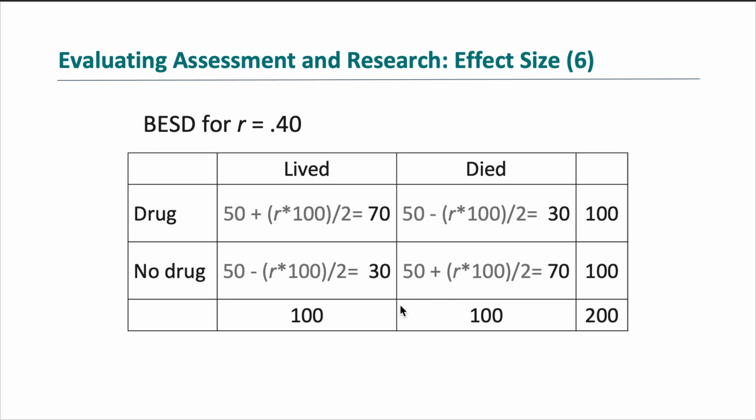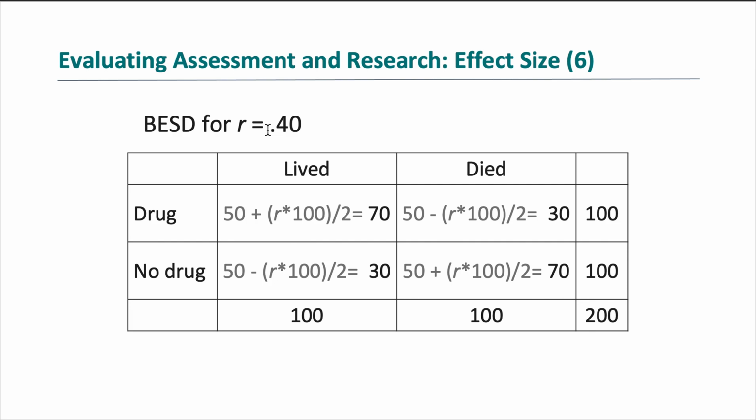Now, look at this one though. This way is looking at the BESD, right? So the binomial effect size. And so in this case, this one got an R of 0.4. So what this looks like is, okay, well, first off, 0.4 is kind of a weak effect. So you might say, well, why would I take this drug? It's a pretty weak effect, right? Well, let's look at the numbers.